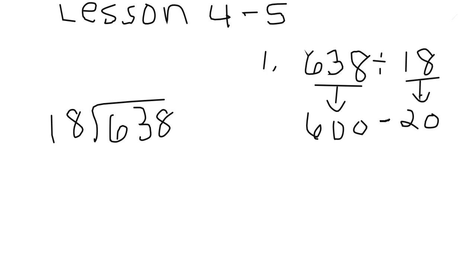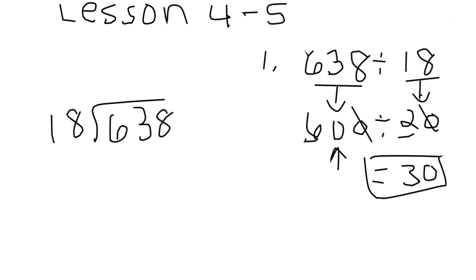We remember that in a previous lesson, when we see a 0 in the divisor, we can cancel that out and at the same time cancel out 1 0 in the dividend. So 6 divided by 2 we know is 3, and then we have this 1 0 left over. So our estimate tells us that our quotient should be somewhere around 30.